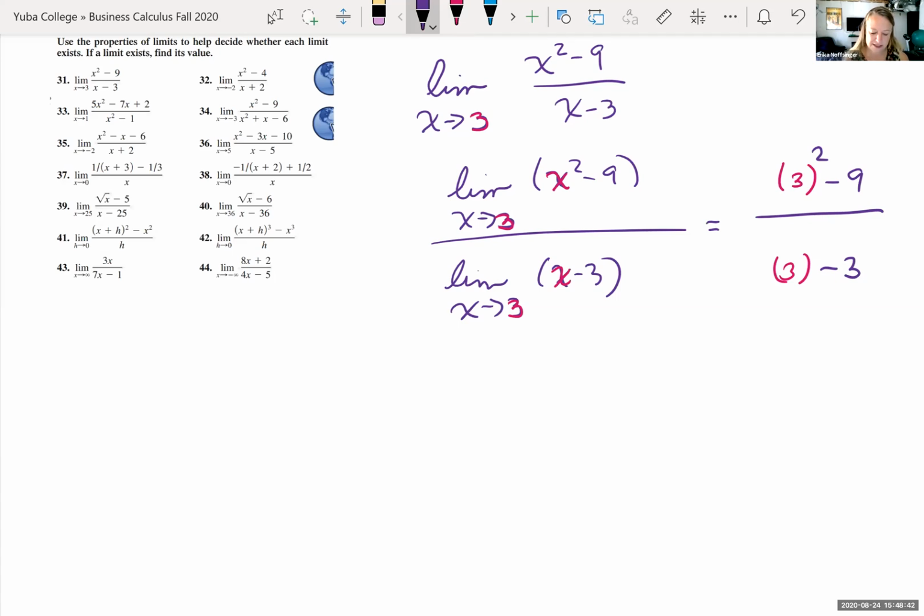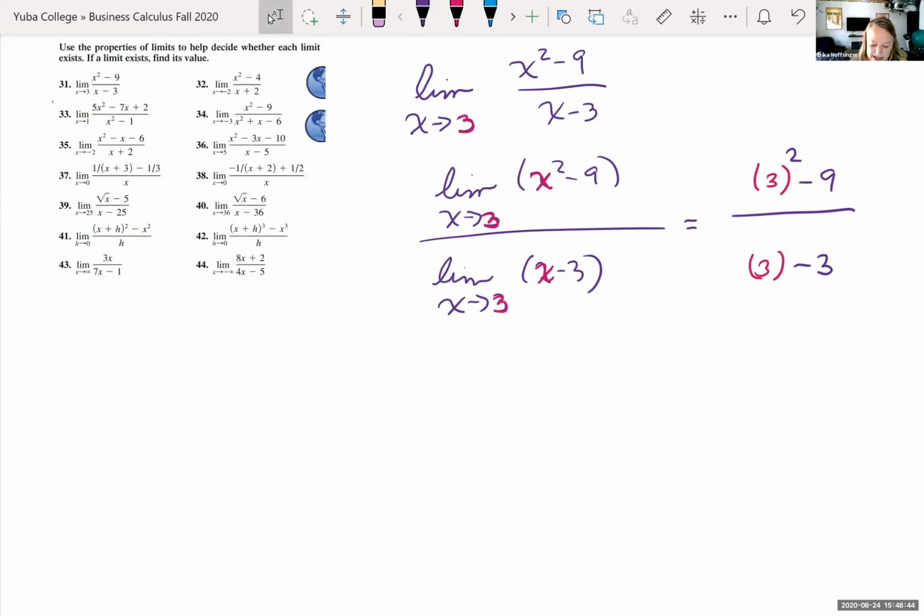So if we do this, 3 squared minus 9, well, that's 9 minus 9, all over 3 minus 3, which is 0. And 9 minus 9 is 0. So we have 0 over 0. If we just got 0 in the denominator, we would say it's undefined. If we just got 0 in the numerator, then that would equal 0.